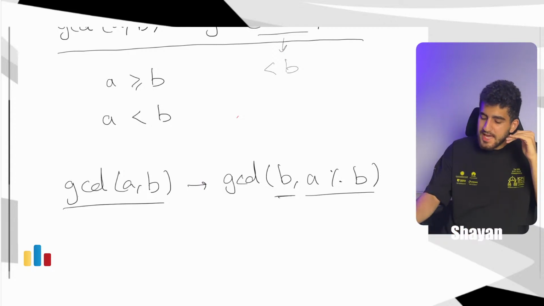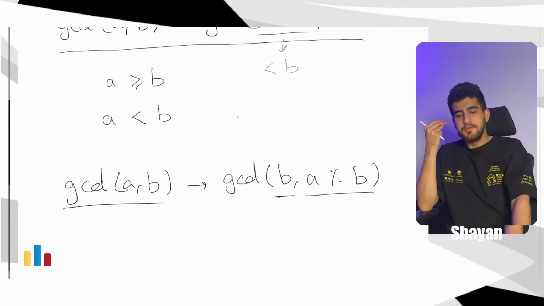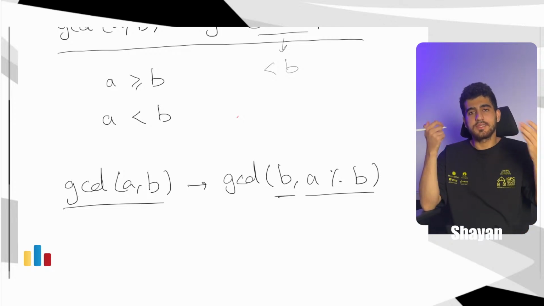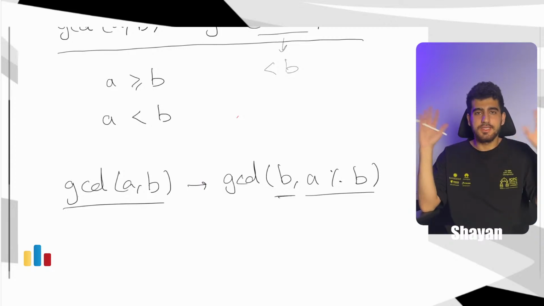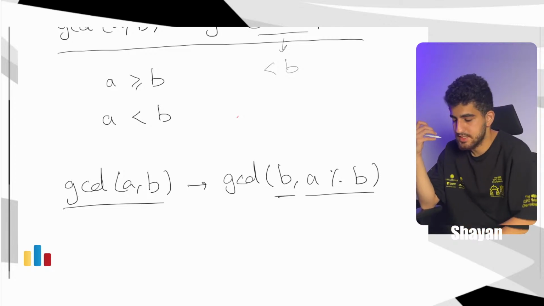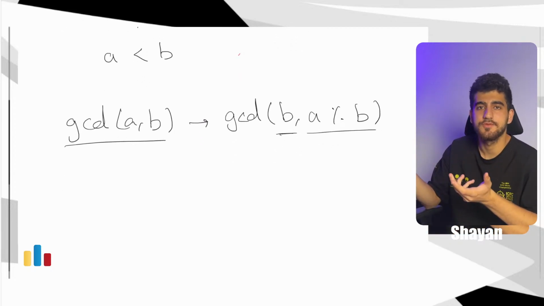We want to make A and B as small as possible. This is the general idea. We want to make A and B as small as possible so that we can easily calculate the GCD, so that we do not need to deal with very great numbers. We want to make them as small as possible so that we can easily answer the question: what is their GCD? When they are small, it's easy for us to calculate.